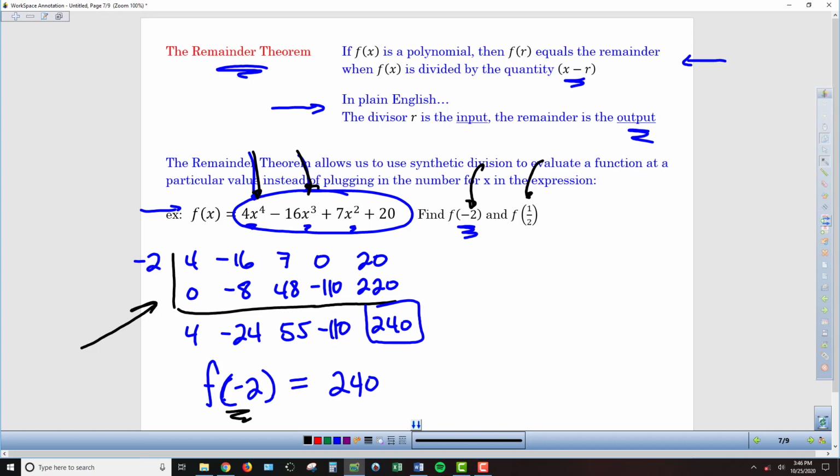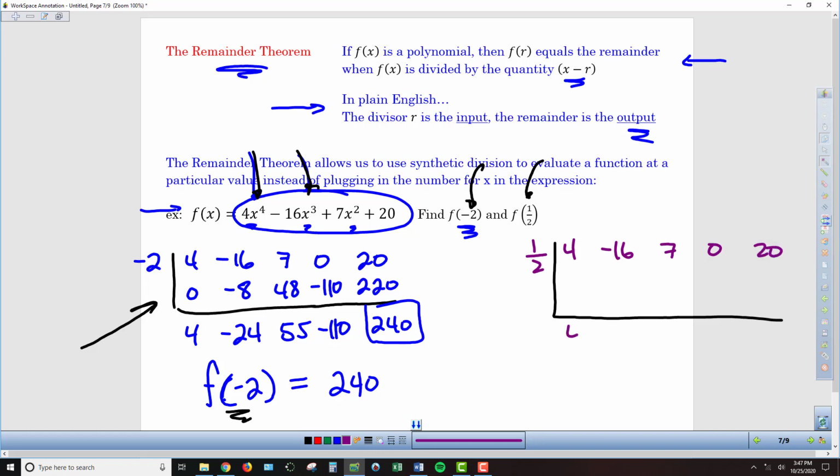to use synthetic division to find f of 1/2, to find the output when you plug 1/2 in. Because again, if I had to plug in 1/2 for x everywhere, I'd have to raise it to the fourth power, I'd have 1/16 times 4, I'd have all these fractions to carry through the problem. Instead, we set up our synthetic division with 1/2 as the number on the outside, and then we use our coefficients, 4, negative 16, 7, don't forget the 0 placeholder for the x, and 20.